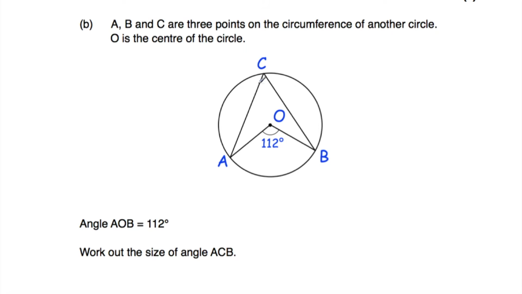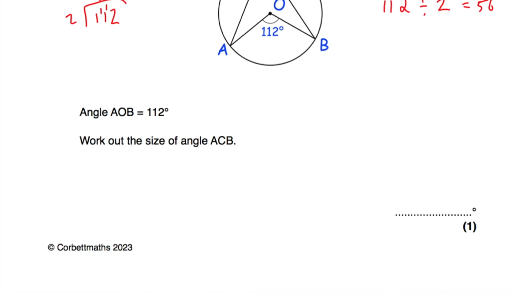So the angle at the circumference will be half of the angle at the center. So if we divide the 112 degrees by 2, we'll find the size of this angle. So 112 divided by 2 would be 56 degrees. So that means that this angle at the top here would be 56 degrees. So angle ACB is 56 degrees. So let's write that down, 56.